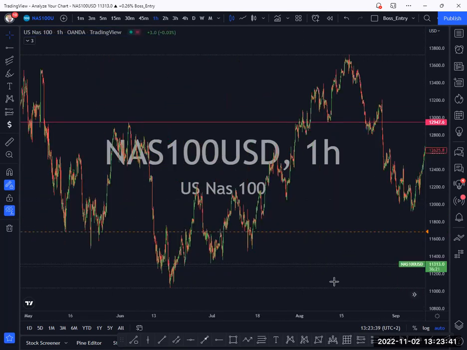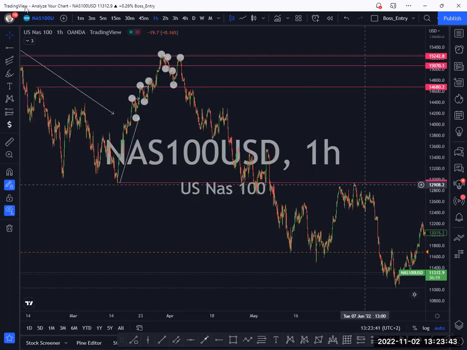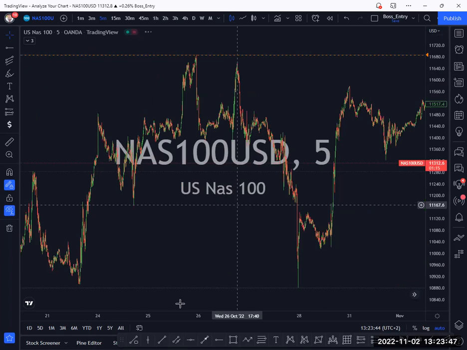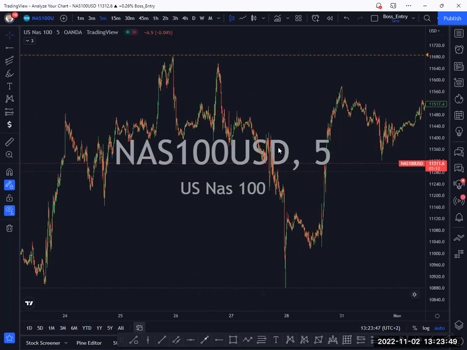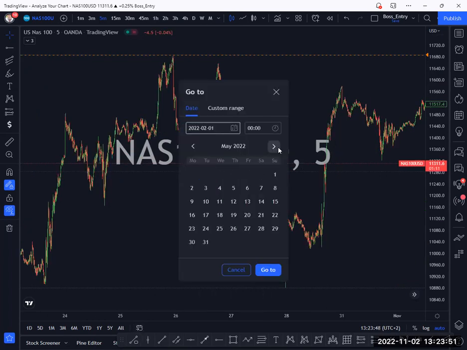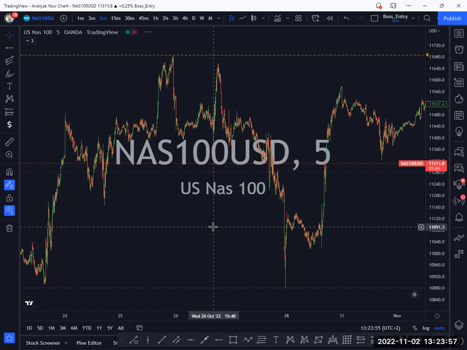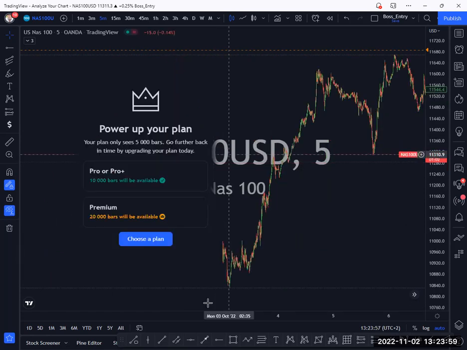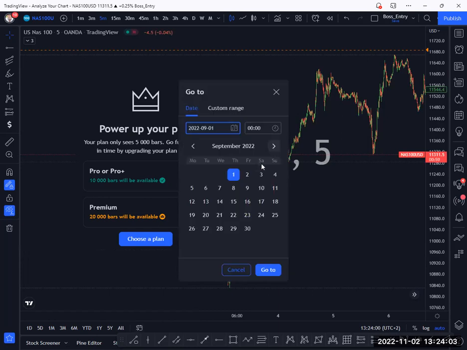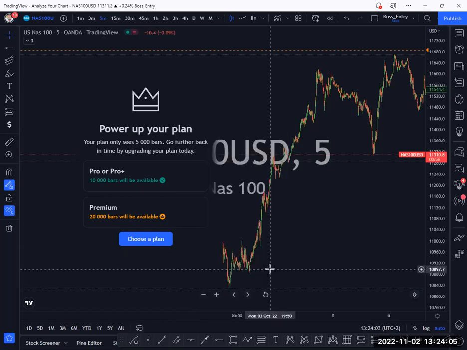So yeah, let's check maybe another example on M5 or a smaller time frame. Let's check what happened maybe a few days ago. Let's check September if possible. Okay, I can't go there because I didn't pay. Okay, let's check October.